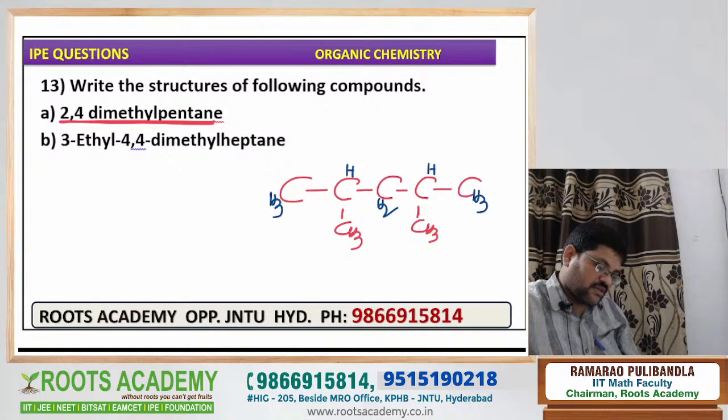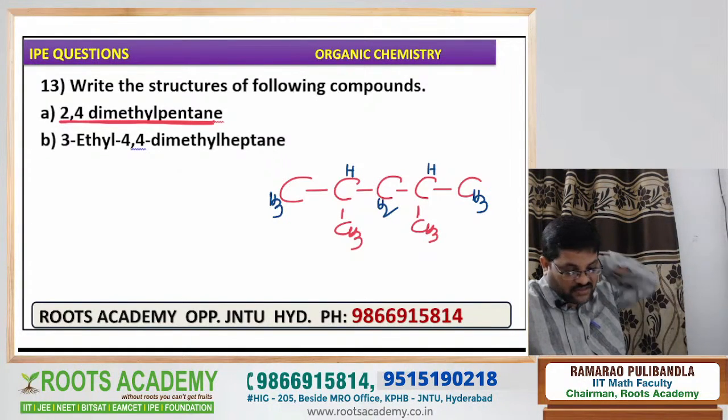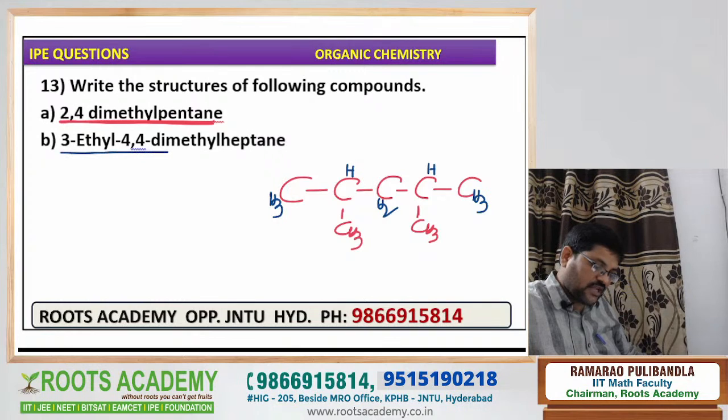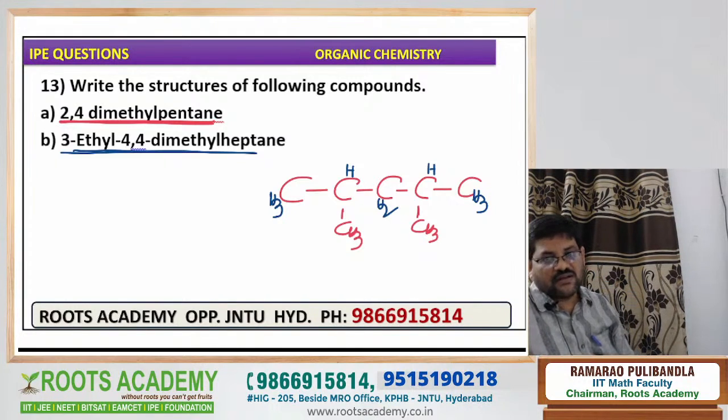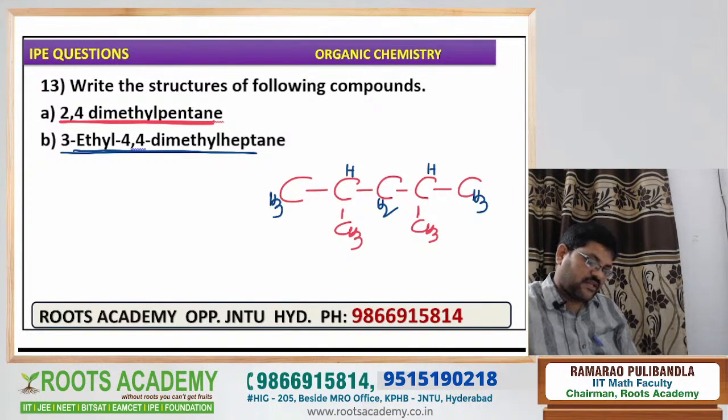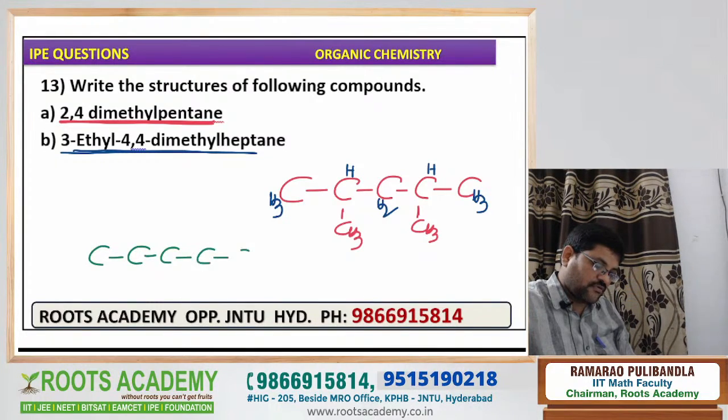Okay. So the next one is what? See the next one. 3-ethyl-4,4-dimethylheptane. Right? Shashank, please respond. 3-ethyl-4,4-dimethylheptane. Heptane means what? 7 carbons. 4, 5, 6, 7. So 3-ethyl means number 1, number 2, number 3, 4, 5, 6, 7. Understood? So 3-ethyl means what? Here you write an ethyl group.